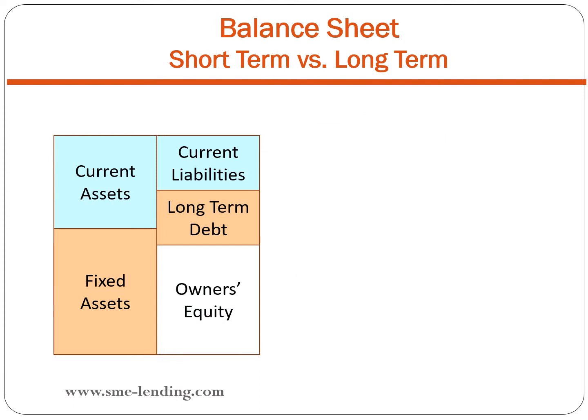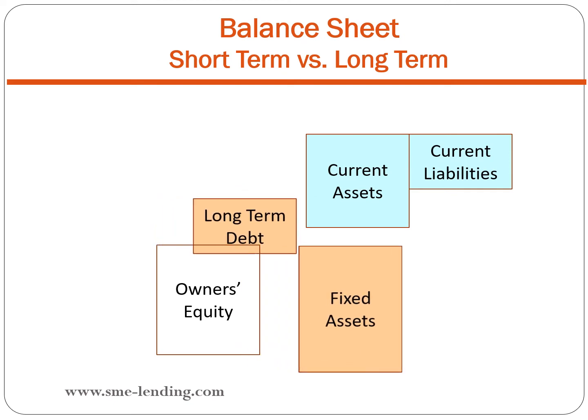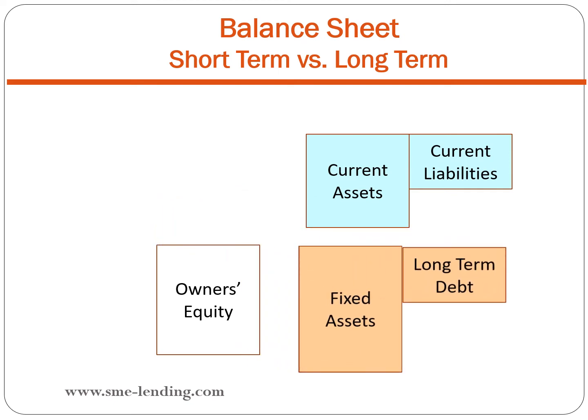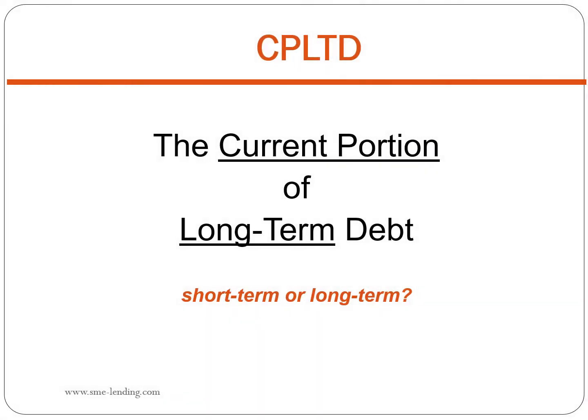The balance sheet divides assets and liabilities into short-term and long-term accounts. Continuing this logic, we divided owner's equity into short-term and long-term. The owner's equity invested in current assets is working capital. The owner's equity invested in fixed assets we called fixed capital. At this stage, we accepted the practice of counting the current portion of long-term debt, CPLTD, as a current liability, even though it is actually a portion of long-term liabilities.